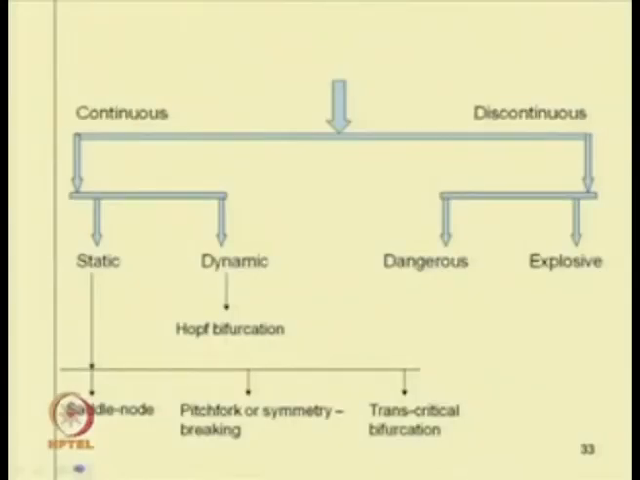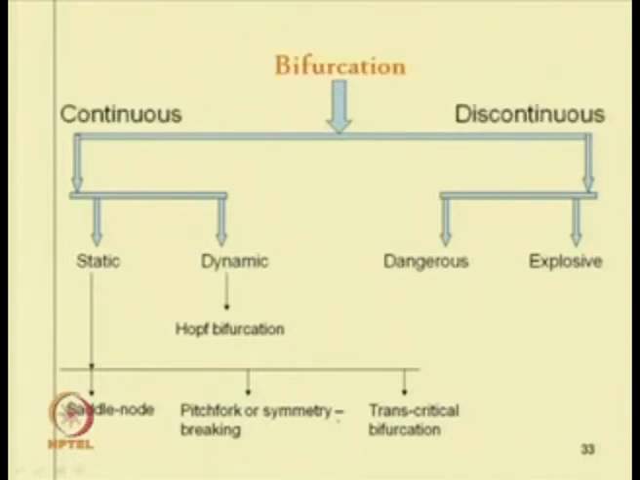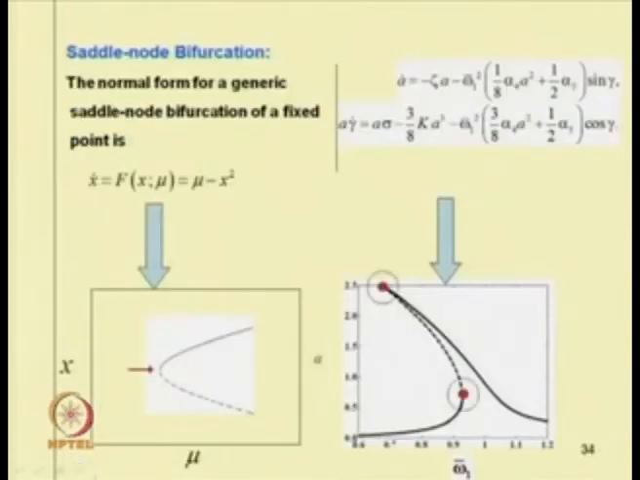And again, last class we have discussed different bifurcation points. These bifurcation points are the static bifurcation point and the dynamic bifurcation point, and in case of static bifurcation point we have seen the saddle node bifurcation point, pitchfork bifurcation point and transcritical bifurcation points. So, in case of saddle node bifurcation point, let us discuss the static bifurcation.